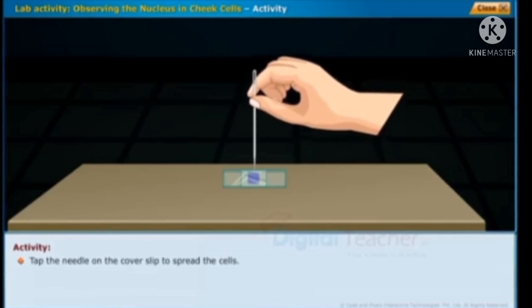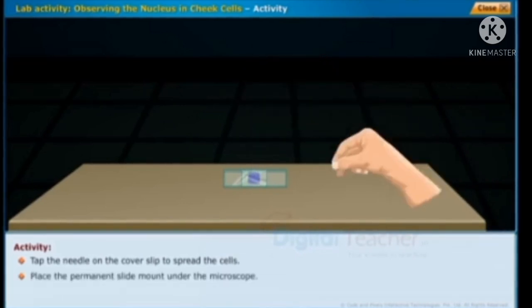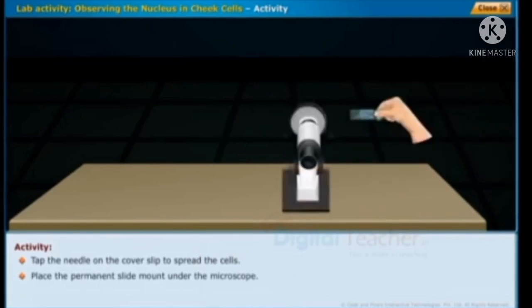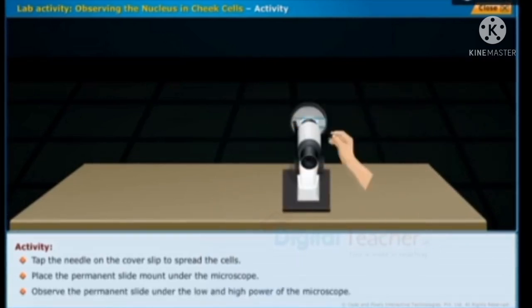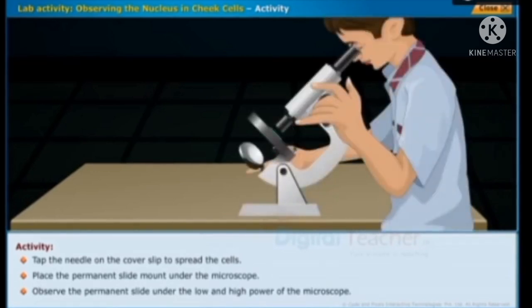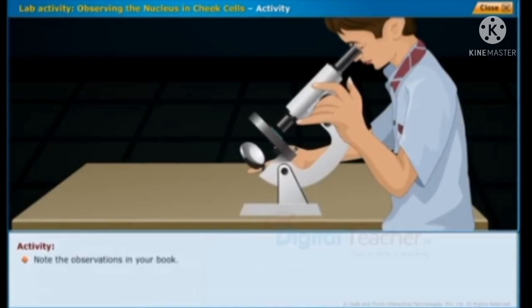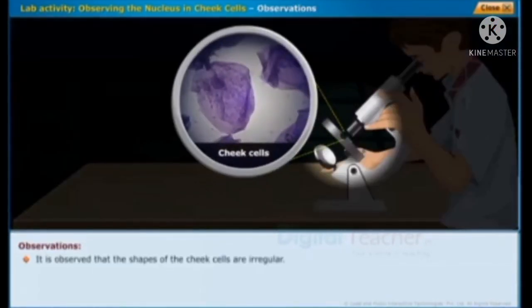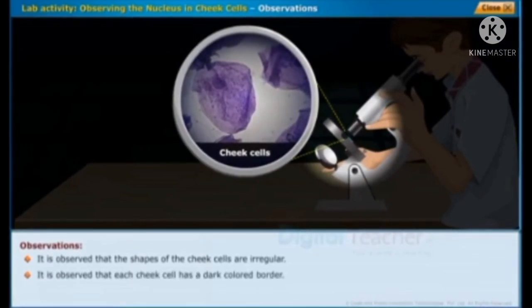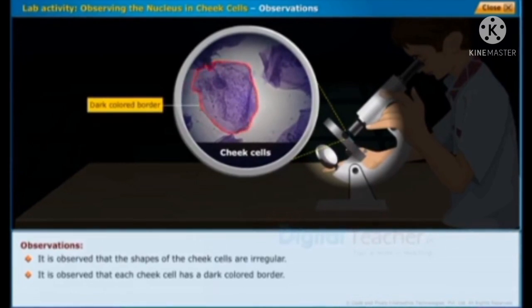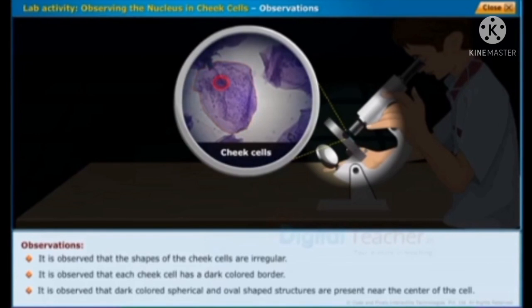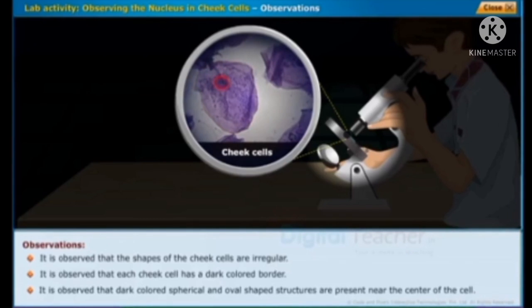Tap the needle on the cover slip to spread the cells. Place the permanent slide mount under the microscope. Observe the slide under the low and high power of the microscope. Note the observations in our notebook. Now coming to the observations, it is observed that the shapes of the cheek cells are irregular. Each cheek cell has a dark colored border. Dark colored spherical and oval shaped structures are present near the center of the cell.